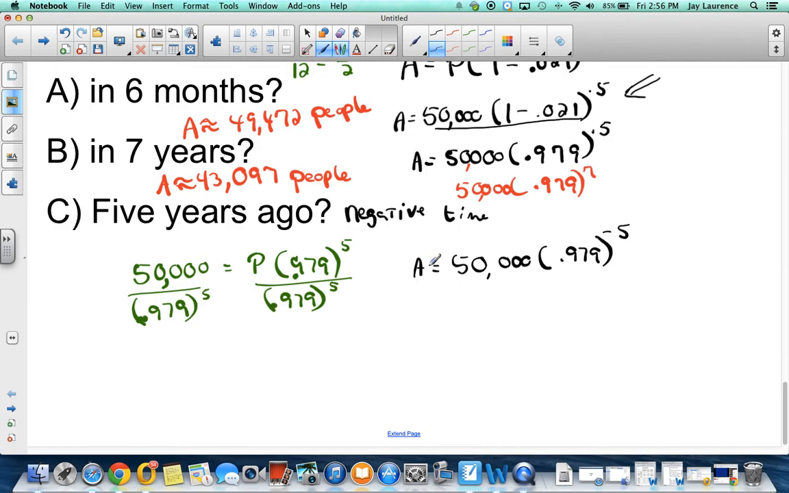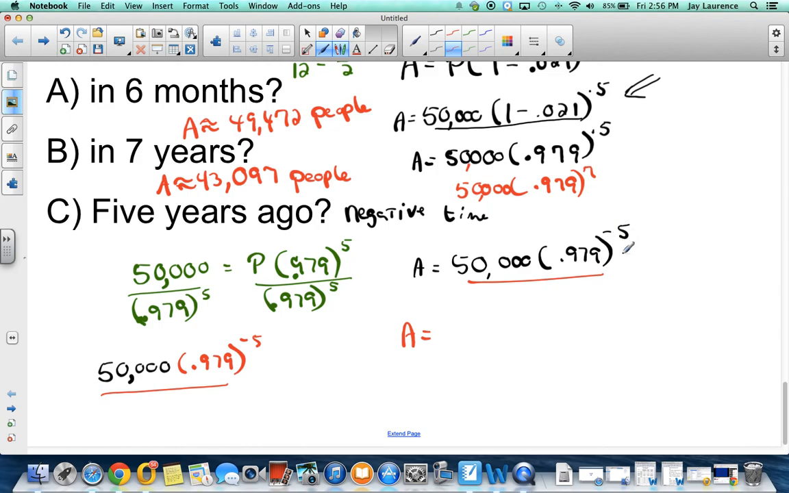Because what does a negative exponent mean? It means to use the reciprocal, right? If I move this denominator over here in green, if I move it to the numerator, 50,000, right? If I want to move that quantity up, I could go 0.979. I have to change the sign on the exponent. And look at that. That expression matches this one perfectly. Anyway, so let's get the answer for that. I like to use the negative there.